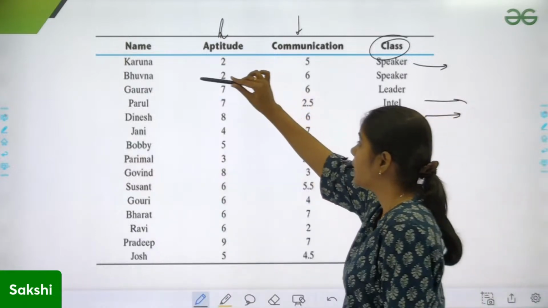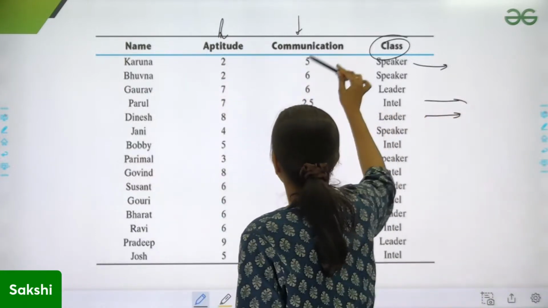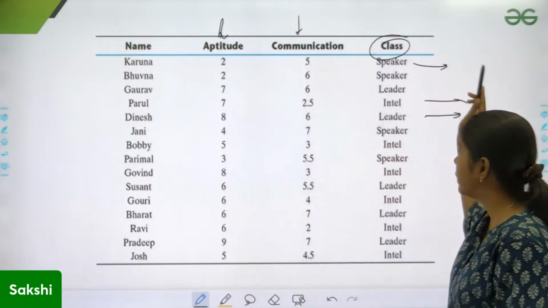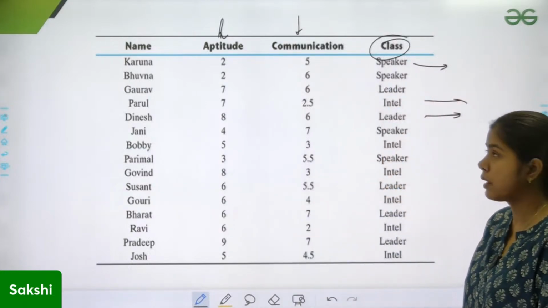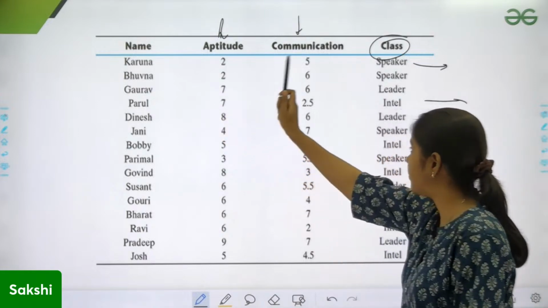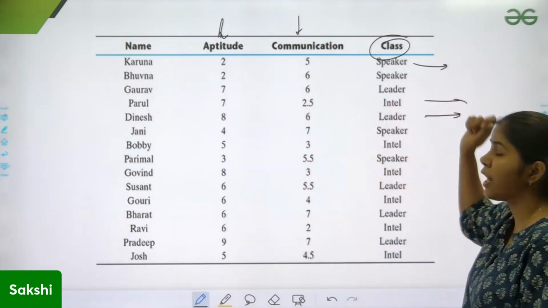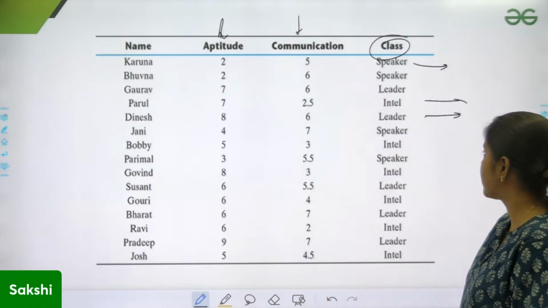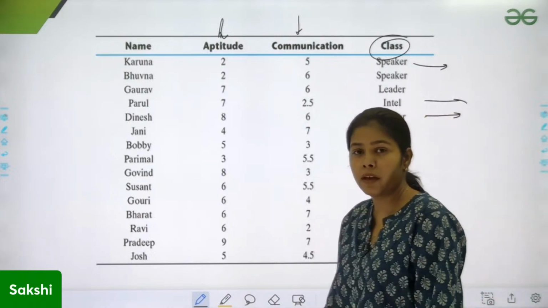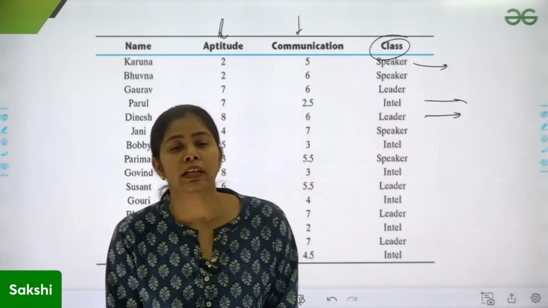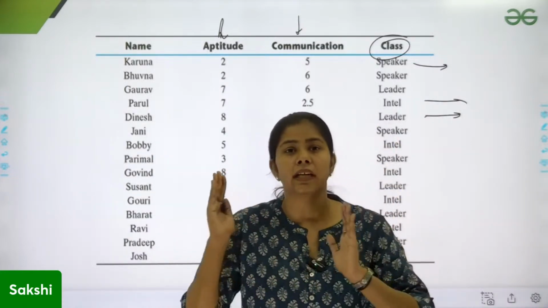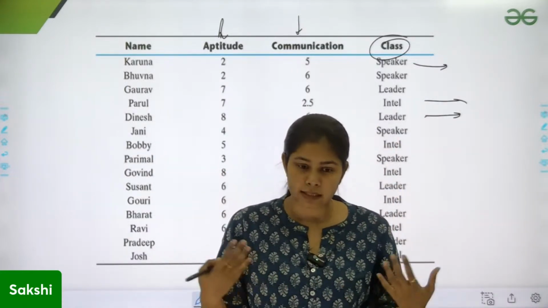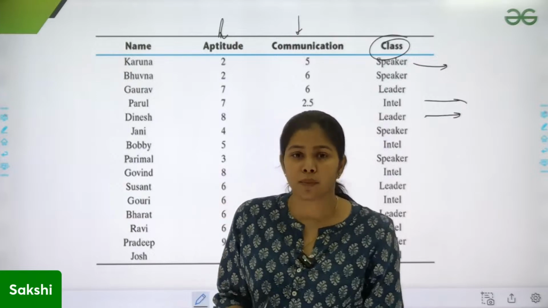You can see that Karuna has 2 marks in aptitude and communication level 5. Then we have given that student the speaker category. Bhuvna has aptitude 2, communication 6. Then we have given that person the speaker category. So this is my given data. I know that if I have given data, I have to divide it into training data and test data. This is the one thing I have to do initially before training.